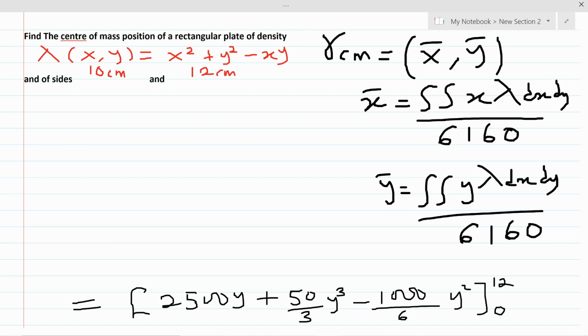then plus 50 over 3 times 12 cube, okay, minus 1000 over 6 times 12 squared. Okay, and that is giving us 34800. Okay, so if our calculations, everything was correct, this is what we are supposed to get. Alright, so let's clean the numerator of the x bar and put what we got in here.